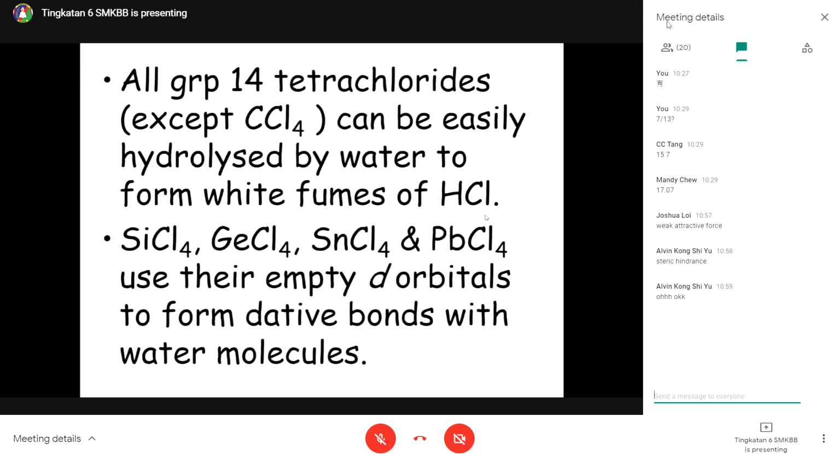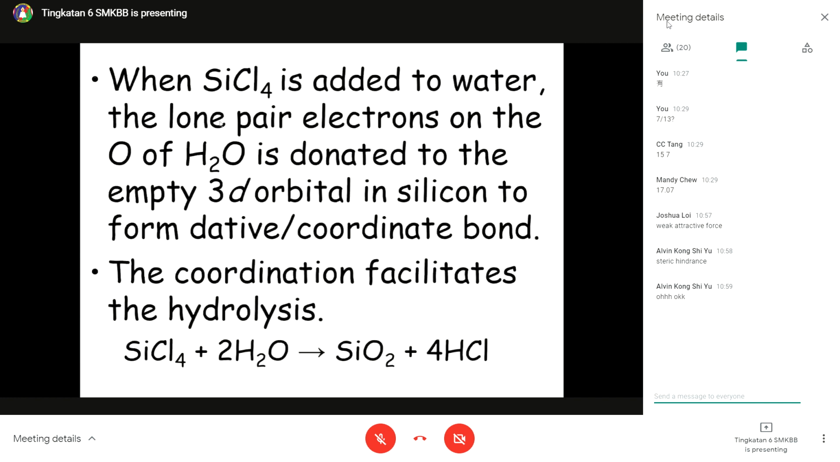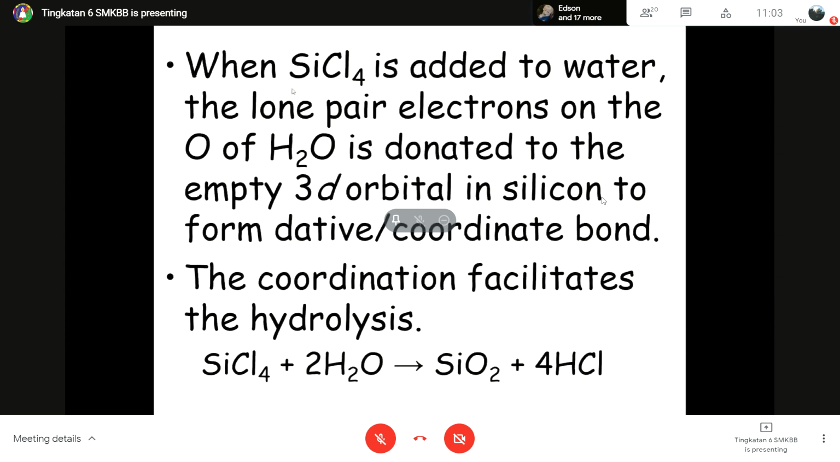Okay, so we check. When silicon tetrachloride is added to water, the lone pair electrons on the oxygen of the water are donated to the empty 3d orbital of the silicon. So it can form the so-called coordinate bond. The coordination facilitates the hydrolysis, making the hydrolysis process easy. When these two react, all the Cl4 is gone, replaced by oxygen.